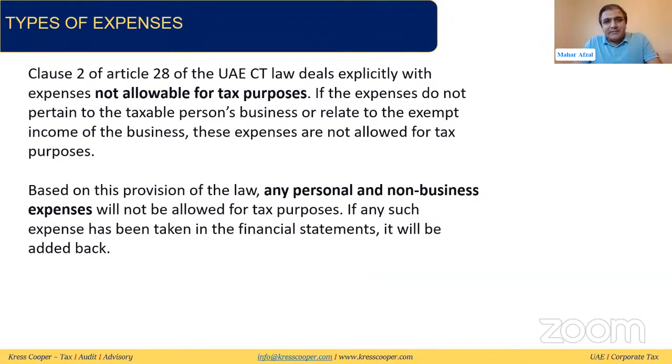Type of expenses. Now, Article 28(2) of the UECT law says the expenses are not allowable for tax purposes if the expenses do not pertain to the taxable person's business or relate to the exempt income of the business. Based on any personal and any non-business expenses, or any other expenses specifically given in the UECT law, you will not be able to claim those expenses.